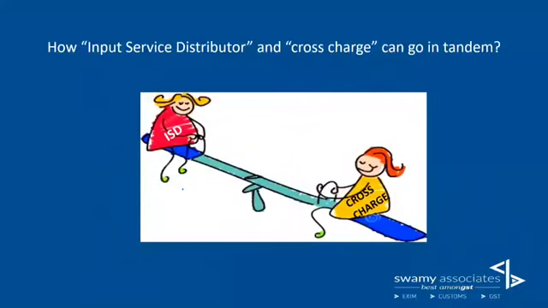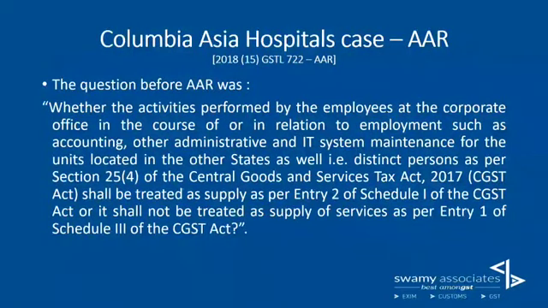Now, all this problem about cross charge has become a national issue after an advance ruling decision in one famous case called the Columbia Asia Hospital case. All of you may be aware. The Columbia Hospital case was the first decision on the aspect of cross charge. I think it was the Bangalore-based Advance Ruling Authority. It's an international hospital chain running hospitals in almost 6 states, with its headquarters situated in Bangalore.